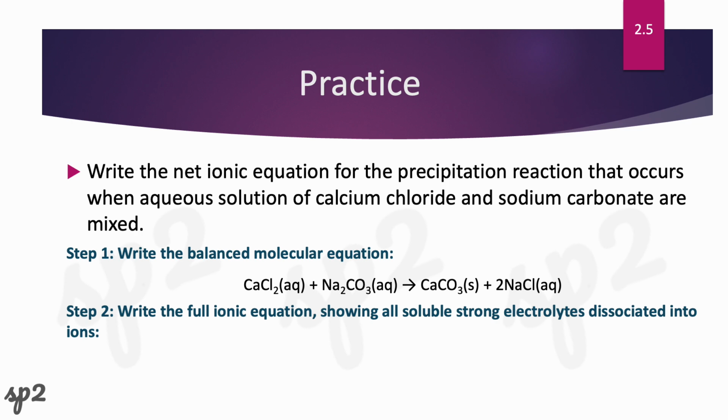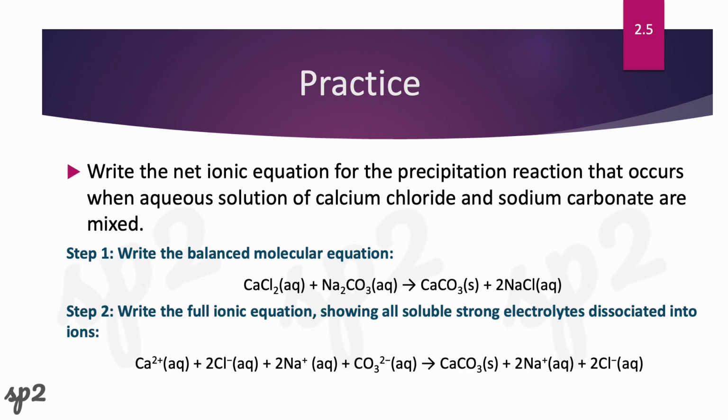Then I need to rewrite the full ionic equation by showing all of my soluble strong electrolytes dissociated into their ions. So I need to start with calcium chloride, right? That's the first one. You can separate it into calcium and chloride. Then we have sodium carbonate, right? I'm just going to write my calcium carbonate as is because that is a solid, right? We also have sodium chloride that I need to dissociate into sodium and chloride.